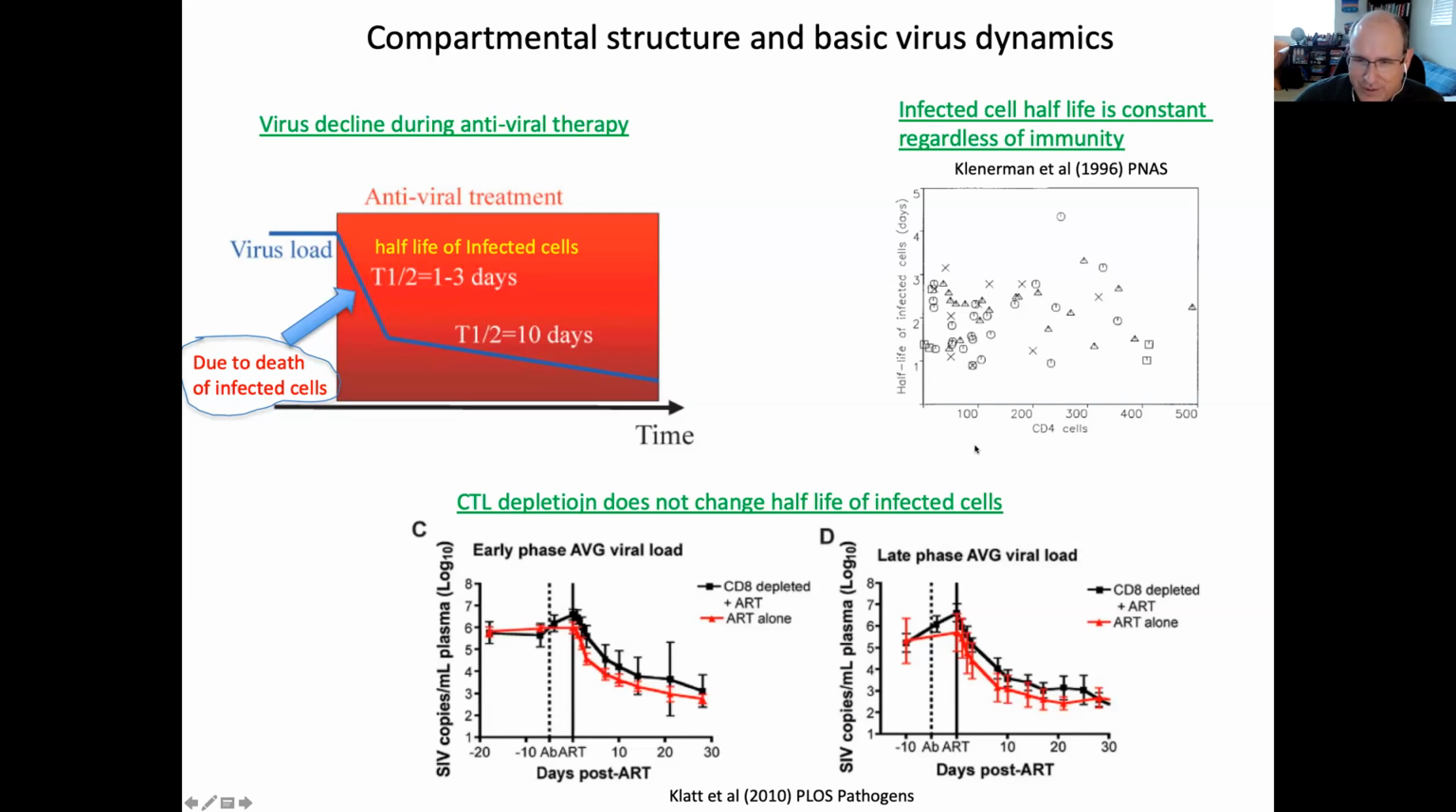You can make that point even stronger. You can look at the rate of decline during treatment in SIV-infected monkeys, and you can compare a normal animal with an animal where the CTL or CD8 cells are depleted. You can deplete them by generating antibodies to the CTL, and so you don't have any CTL anymore. And you can see that there's essentially no difference in the decline rate, whether there are CTL or not.